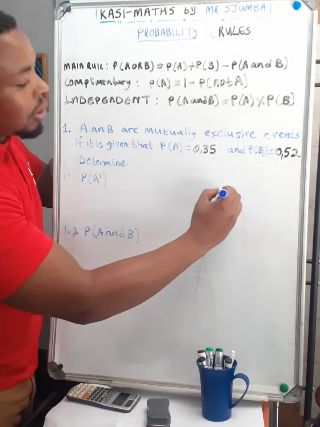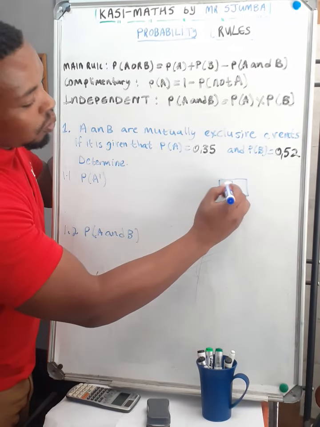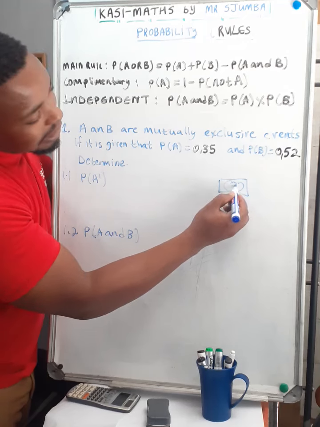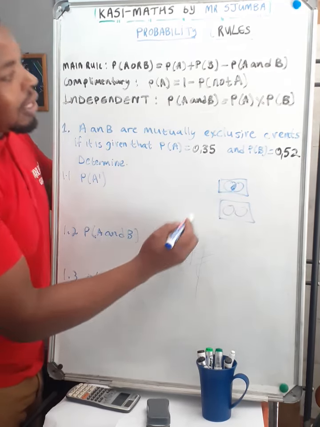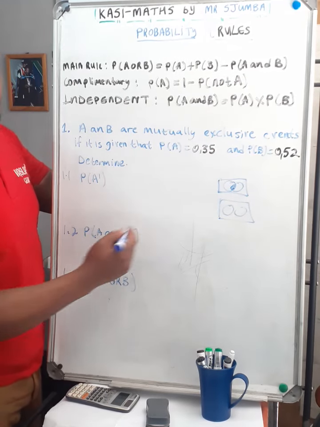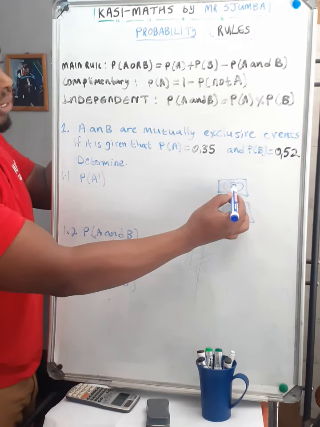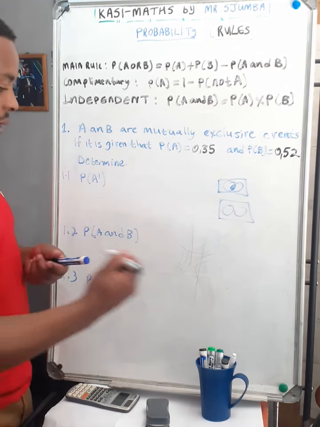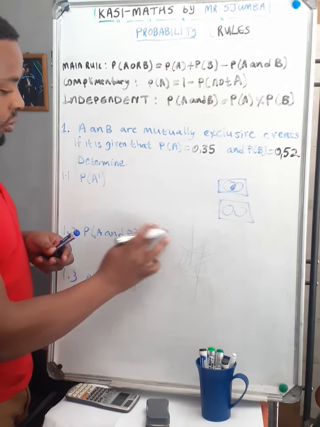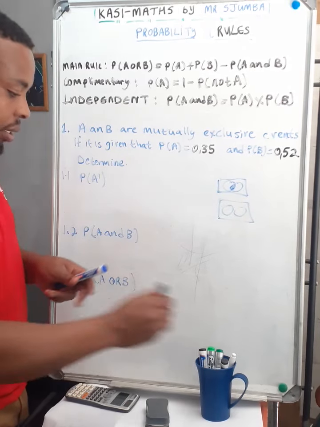So the intersection means what is common to both. If there is no intersection, it means A and B is equal to 0. If the intersection exists, it means A and B will have a value, right? Sure. So now here.